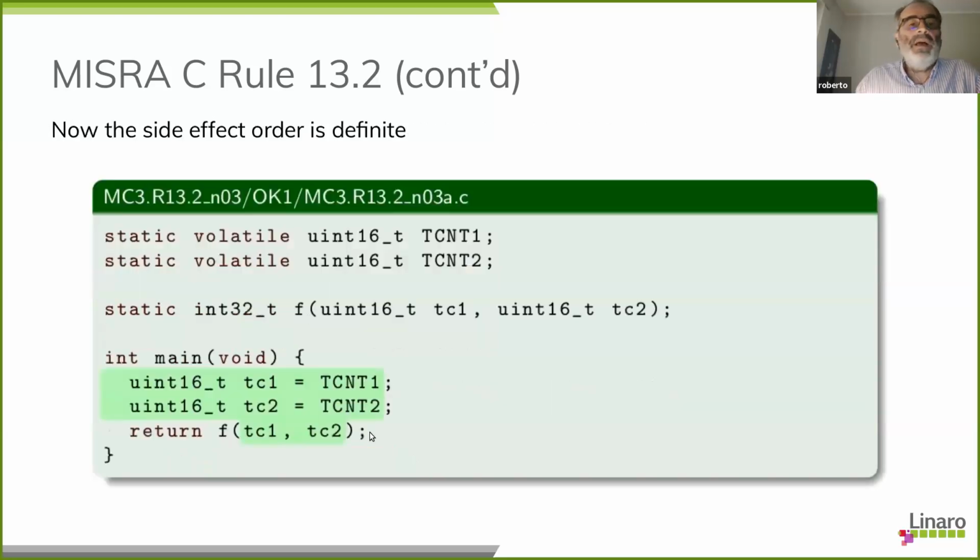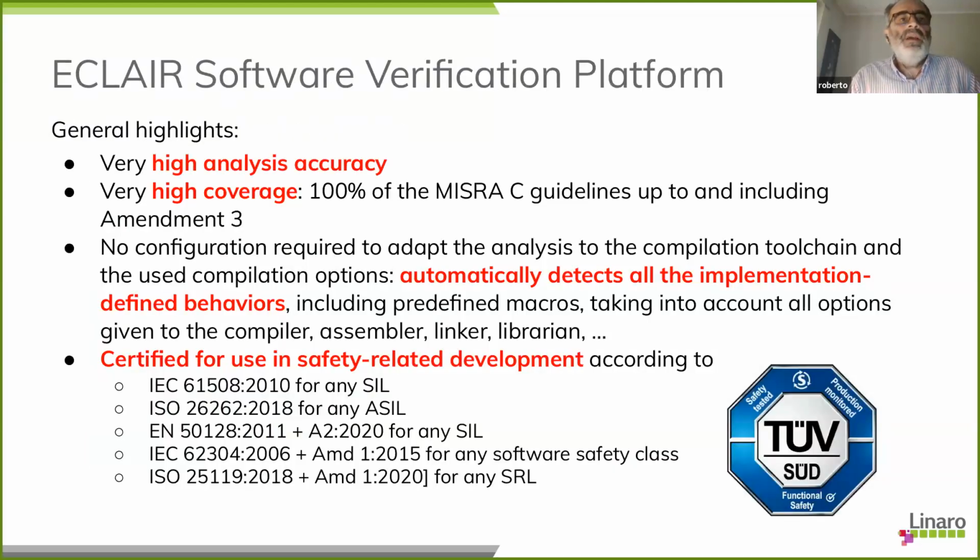So in order to be compliant, we might add temporary variables. And now, given that the execution order of this new code is completely specified, we avoid the violation, and any decent compiler will not let us pay for these extra temporary variables. Let me spend a few words about the ECLAIR software verification platform.